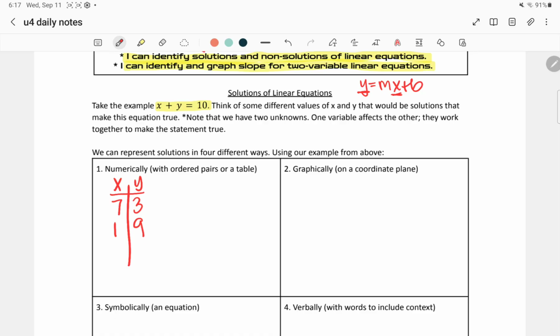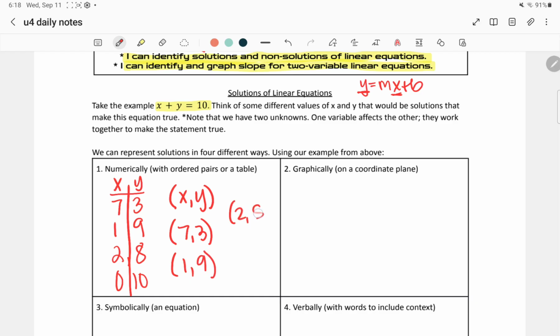Okay? We can represent solutions in these 4 different ways. First, I've already started, is with ordered pairs or a table. So I can keep going. I can go on forever, I'm sure. But numerically, which means in an ordered pair or in a table. So that's my table. Remember, ordered pairs look like this: x comma y. So this would be 7 comma 3, or 1 comma 9, or 2 comma 8, and so on and so forth.